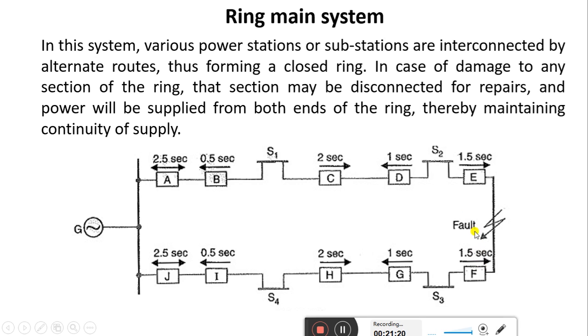So power is flowing in the same direction. It means E and F will operate as per their time setting. And why will H and C or A and J not operate? Because their time setting is higher than that of E and F. Now if E and F are unable to operate, then the next relays, which have a succeeding higher setting compared to these relays, will operate.